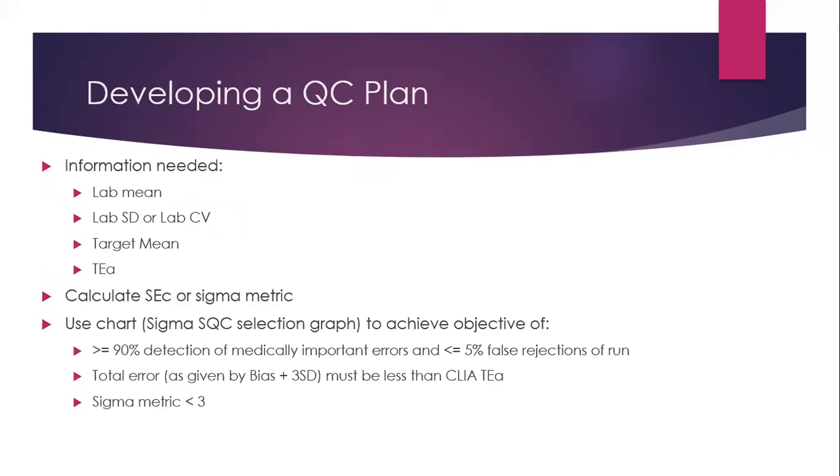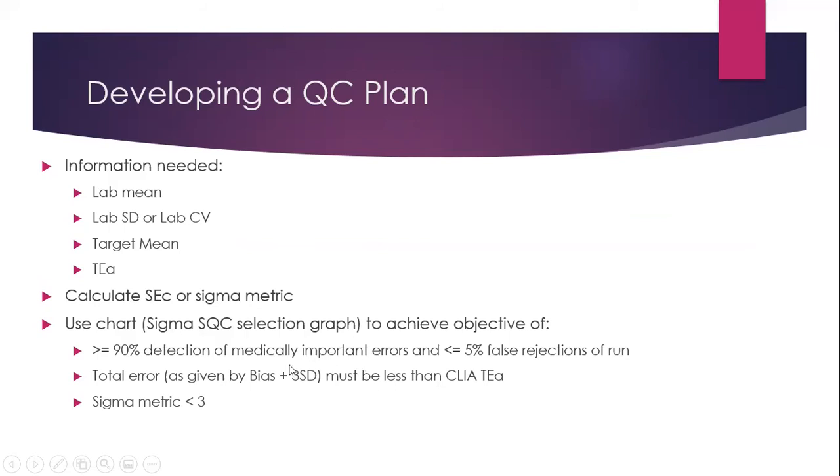So what should be the quality control plan? Information needed for the QC plan is laboratory mean, laboratory standard deviation or laboratory coefficient of variance, target mean, and total allowable error. First, we calculate the SQC or sigma metric. Then we use the chart, that is the sigma SQC selection chart, to achieve objectives.